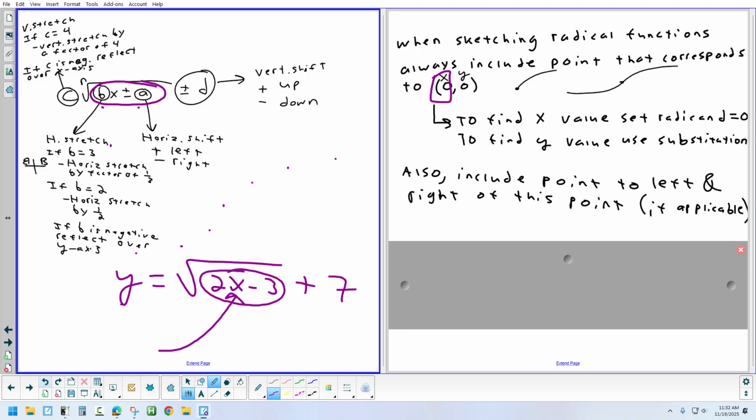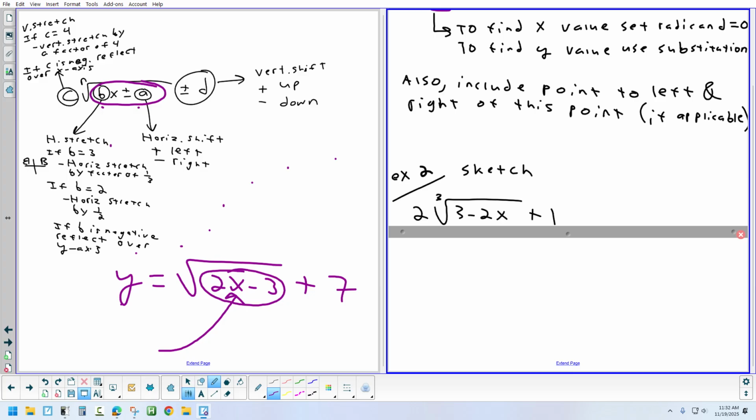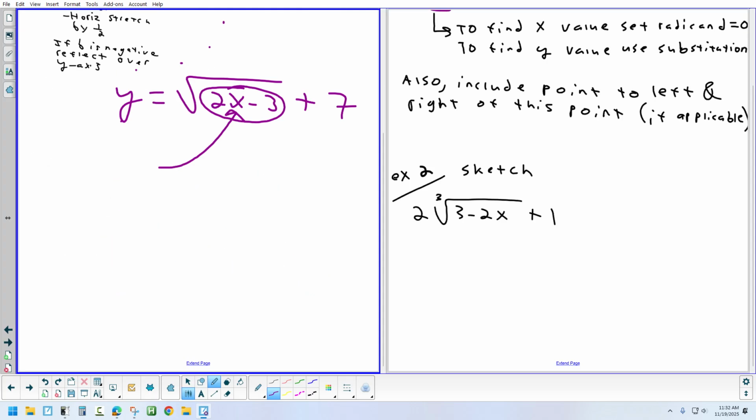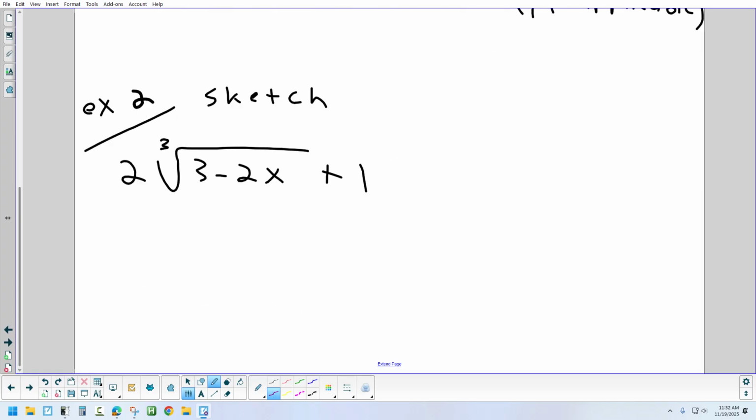When you set the radicand to 0 and you plug it back in, do you plug it back into the original equation? Yeah, you plug it back into the original problem. So let's try sketching this cube root. First, when we sketch it, are we expecting a graph that curves in one direction or both? Is that a 2 or a 3? That index is a 3. Yeah, that's going to curve in both directions. So keep that in mind.